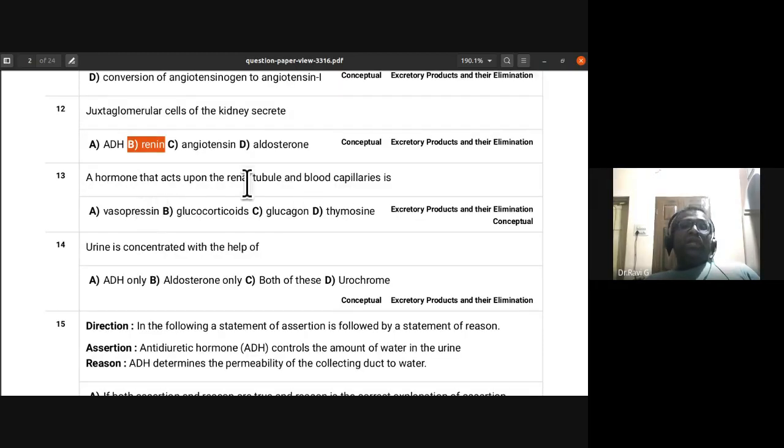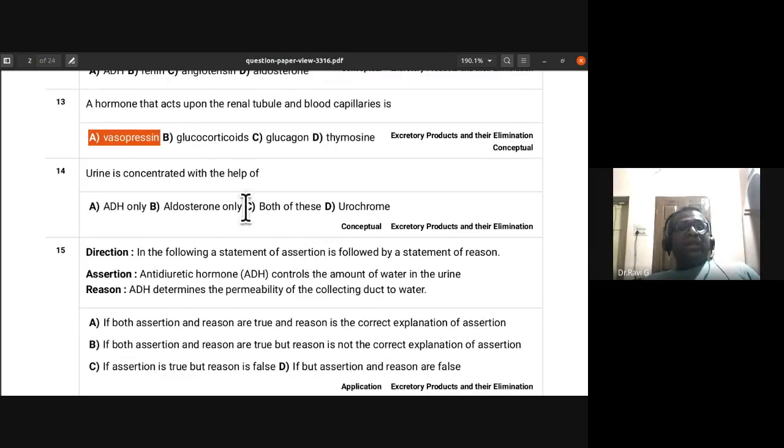A hormone that acts upon the renal tubule and blood capillaries is vasopressin. Vasopressin is also called antidiuretic hormone. So urine is concentrated with the help of ADH and aldosterone. Both of these help in concentrating urine. So antidiuretic hormone or vasopressin and aldosterone, these hormones are going to concentrate the urine.